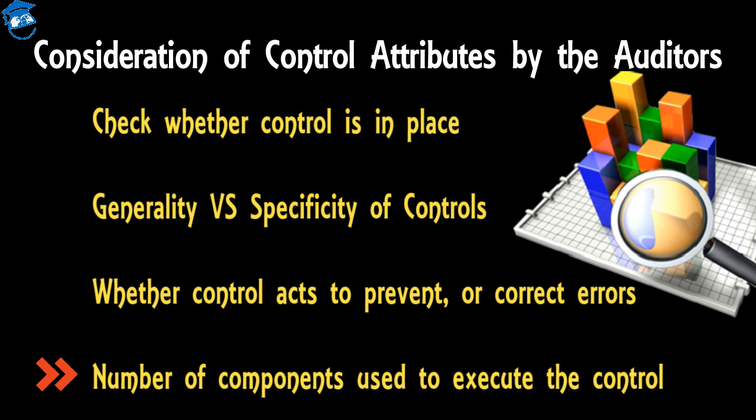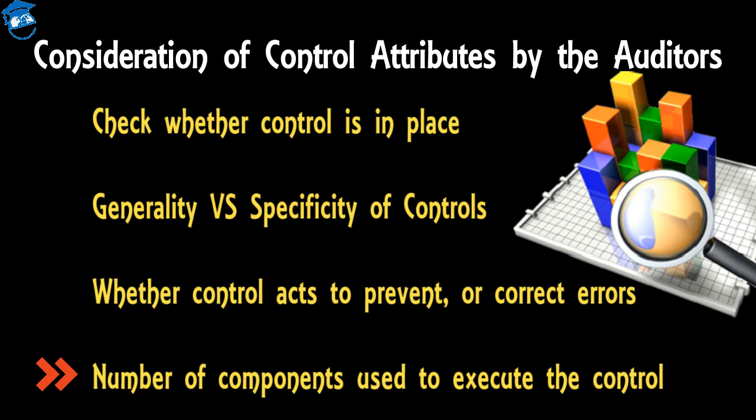So multi-component controls have their own positives as well as negatives, so you need to keep that in mind as well. These are the control attributes that you need to consider while you are auditing any place. Check whether this control is in place or not and whether it is functioning as desired.